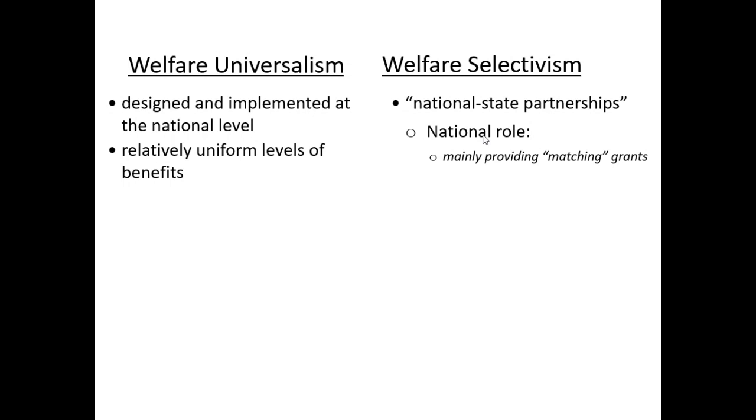And that match may be as little as, say, 50-50. 50% of the funds come from the national government, 50% from the state governments. But in many cases, it might have been as high as 70, 75% or something like that. Okay? Like a 70-30. The states come up with 30% of the funds, and the national government's going to come up with 70% of the funds.